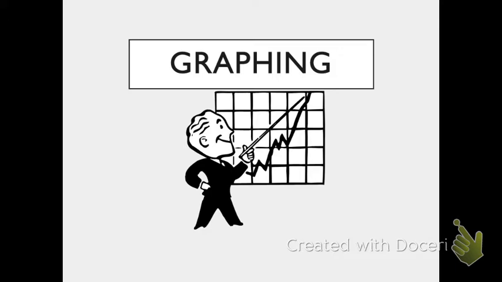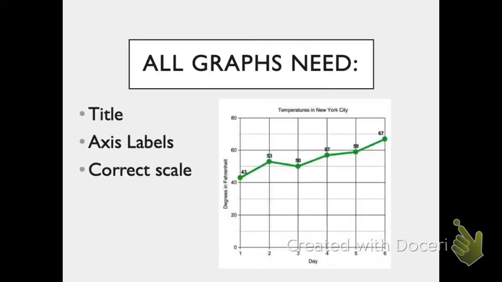So here are some things that all graphs need. All graphs must have a title, axes, labels, and a correct scale. Okay, so you're going to hear me say that a few different times, okay? On your notes sheet, you should be filling these things in as we go. Okay, all graphs need a title, axes, labels, and a correct scale.